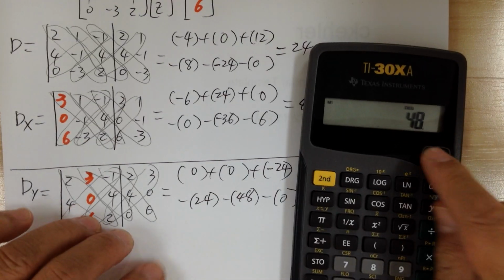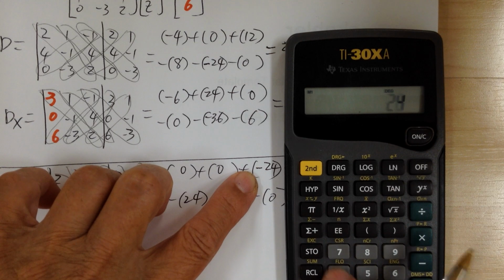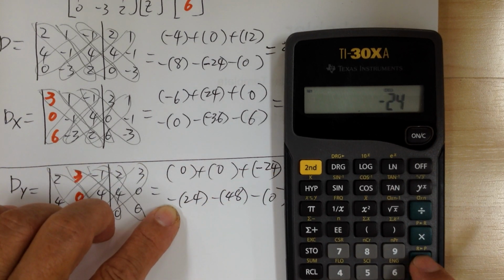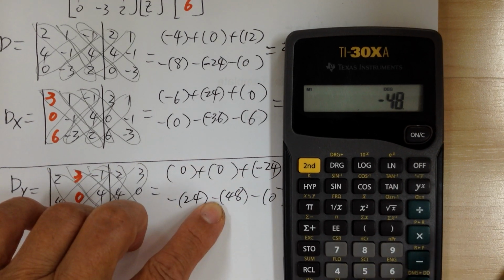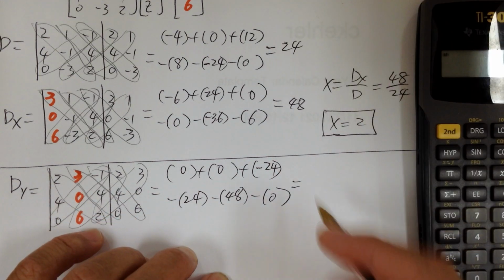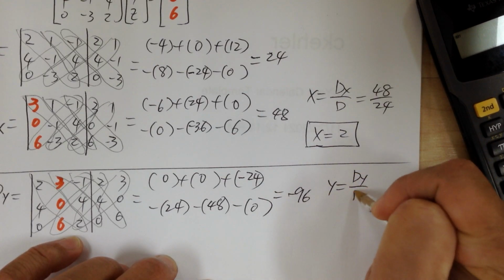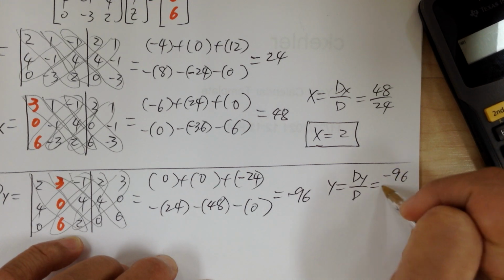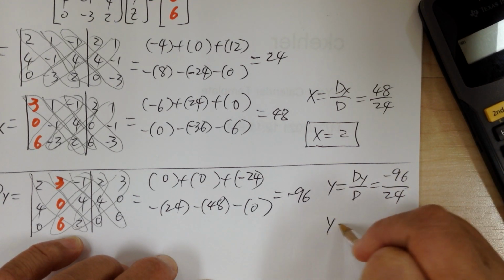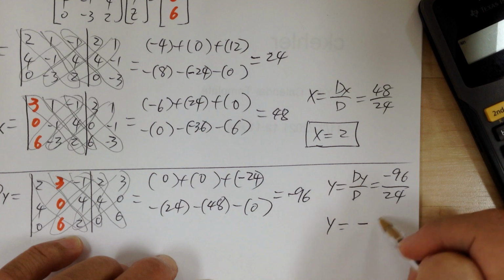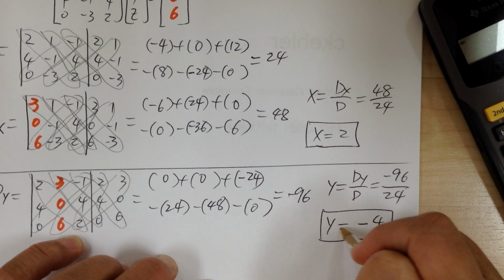Okay, so let's work it out. So this would be negative 24 minus 24 minus 48, okay, equal to negative 96. So y equal to dy over d, so negative 96 over 24, so y will equal to negative 4.